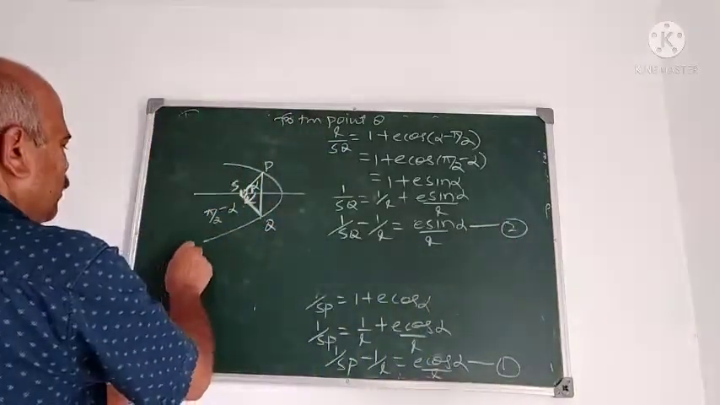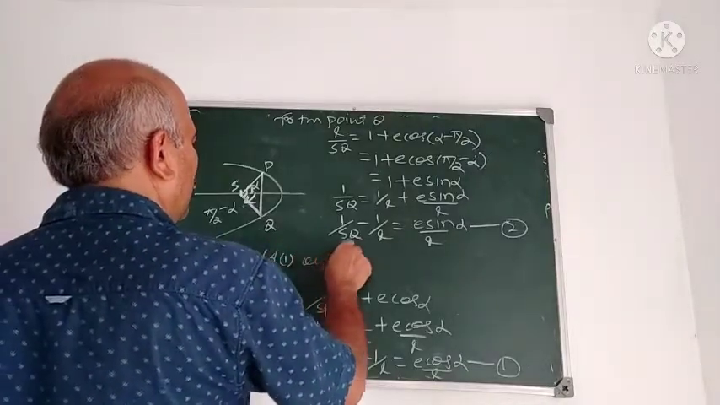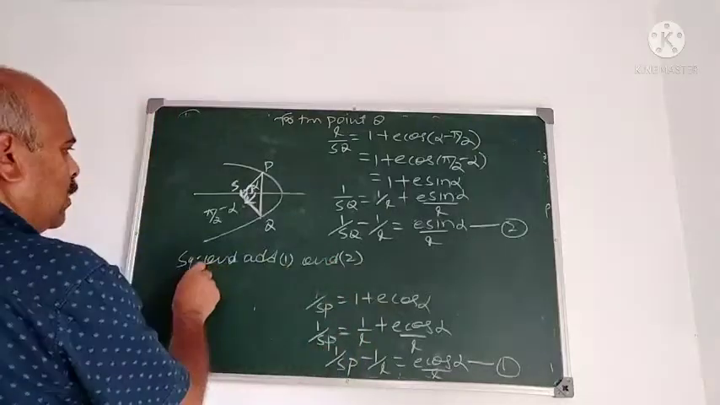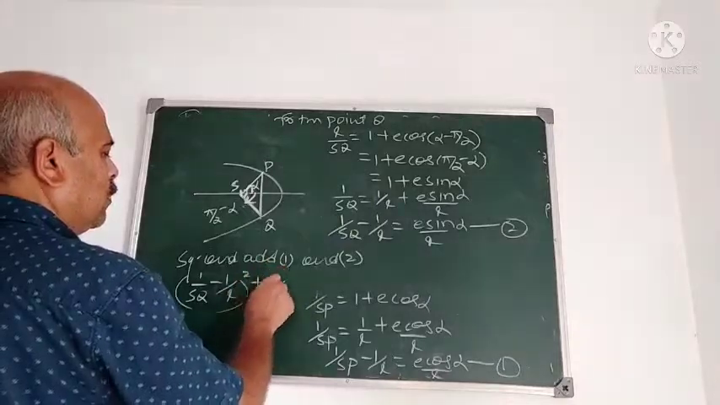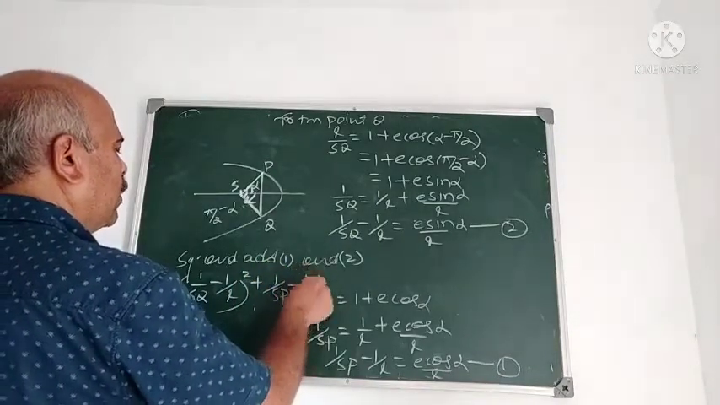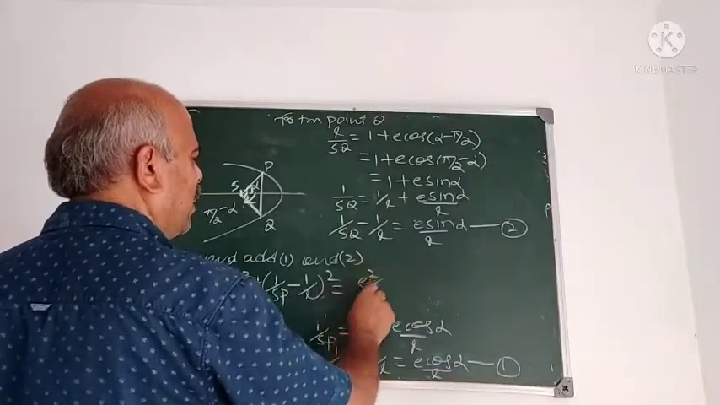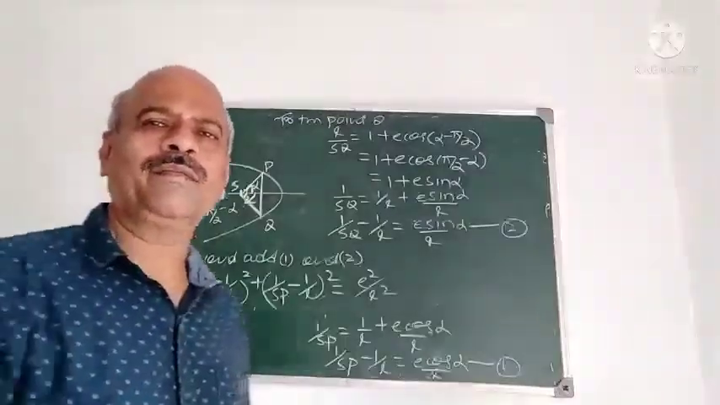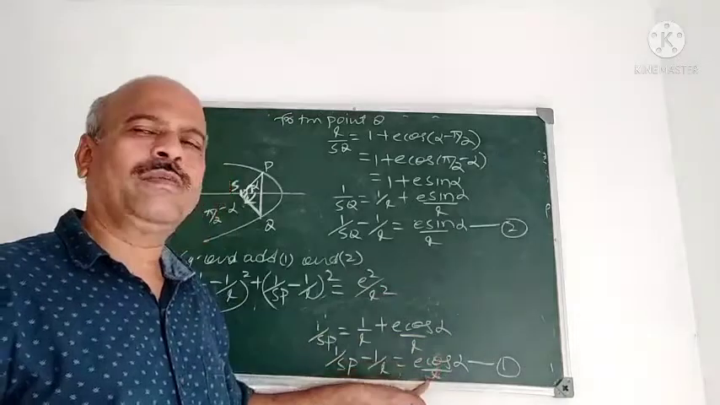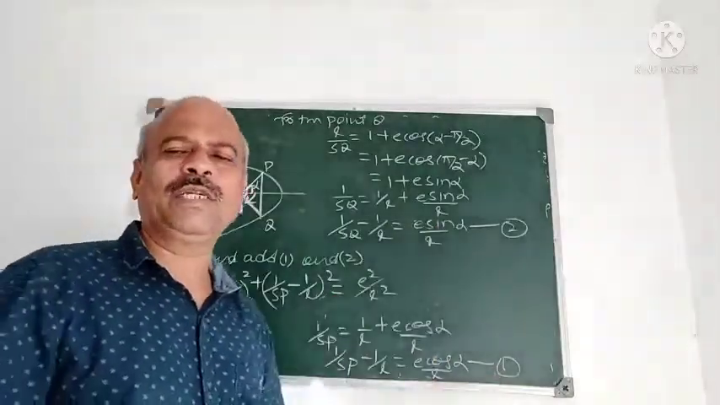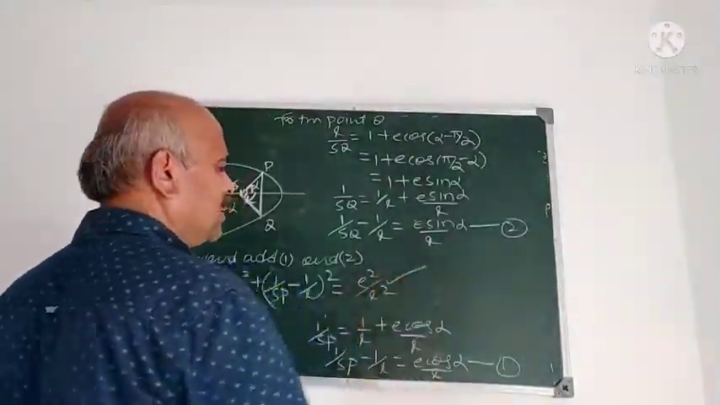Now from 1 and 2, squaring and adding 1 and 2, we get (1/(l sin α) − 1/l)² + (1/(l cos α) − 1/l)² equal to e²/l². We see the right hand side here. What is the right hand side? e² sin² α by l² plus e² cos² α by l². Cos² α plus sin² α is 1. So we get this result.